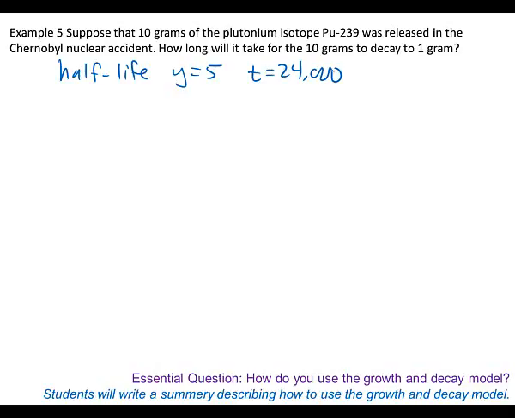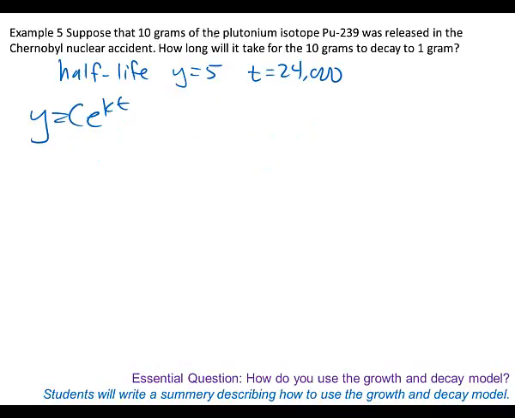Suppose that 10 grams of plutonium isotope Pu-239 was released into the Chernobyl nuclear accident. How long will it take for the 10 grams to decay to 1 gram? Okay, and again, they gave us some information about half-life as well. So that's going to help us do some solving. I'm still going to start with this y equals ce to the kt business.